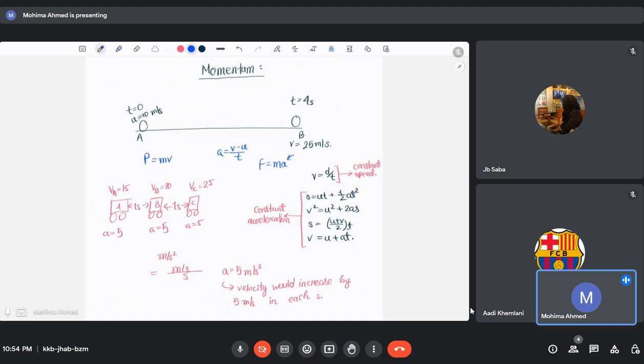So the difference between force and momentum, one last time I'm saying this. Force is like the average change in motion for an object. Momentum is the instantaneous change in motion for that object.